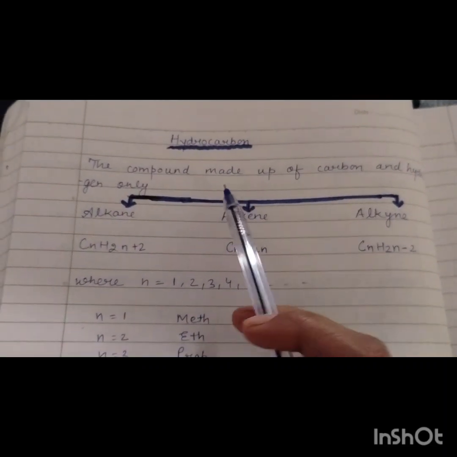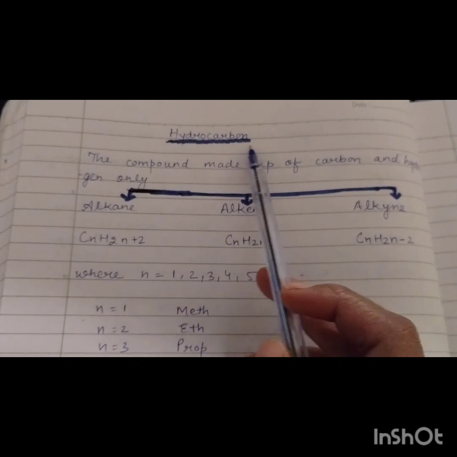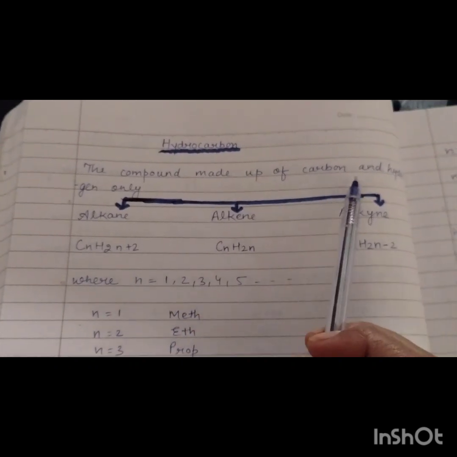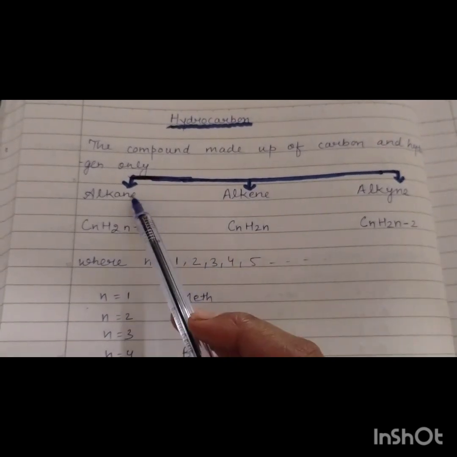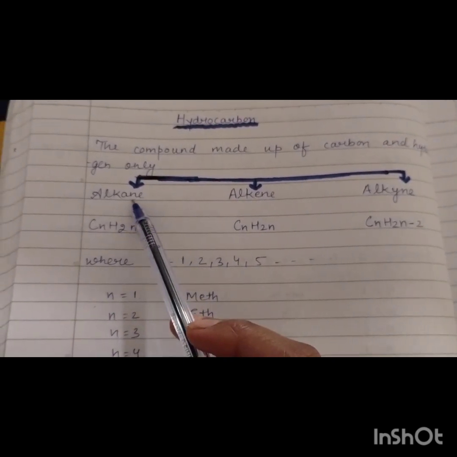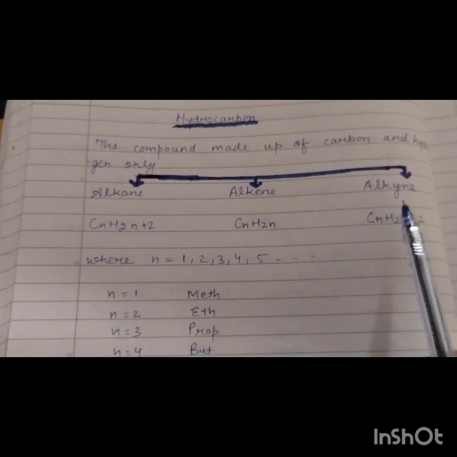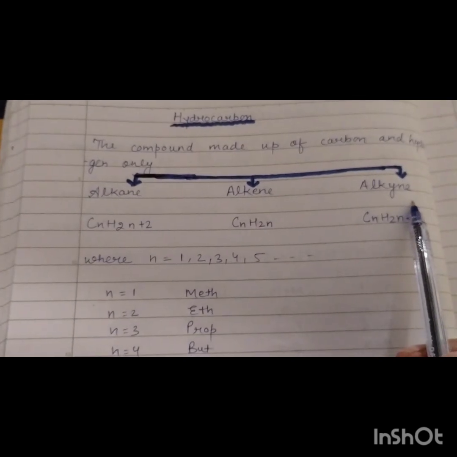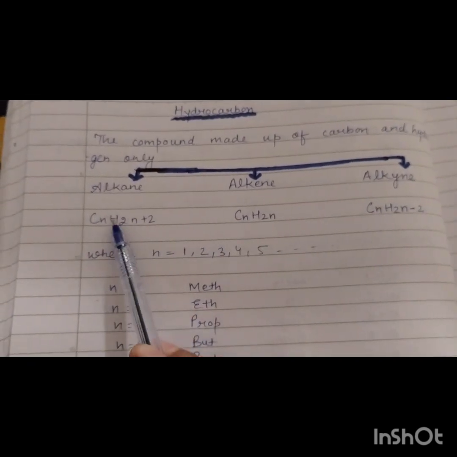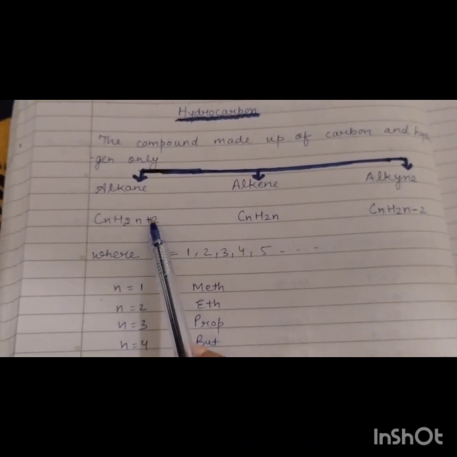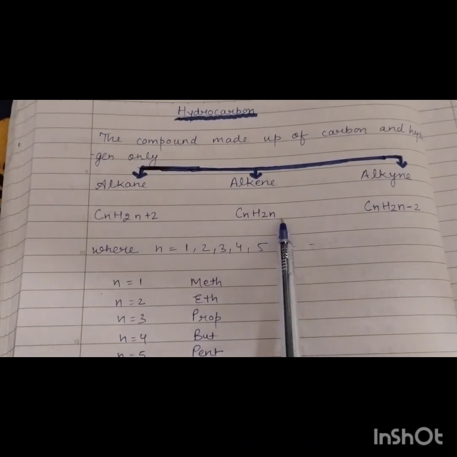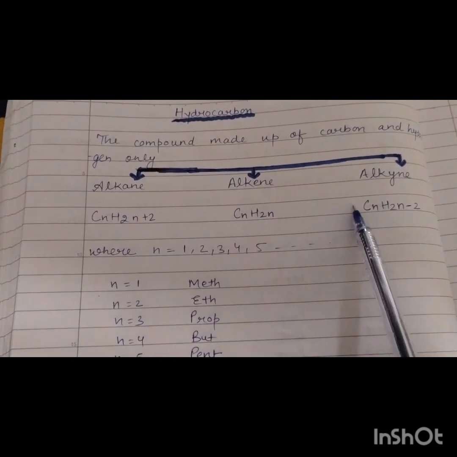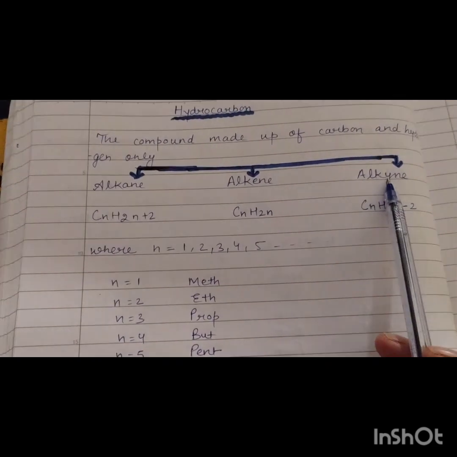Students, I am going to discuss hydrocarbons. So what is a hydrocarbon? A compound made up of carbon and hydrogen. There are three types of hydrocarbons: alkane, alkene, and alkyne. The molecular formula is CnH2n+2 for alkane, CnH2n for alkene, and CnH2n-2 for alkyne.